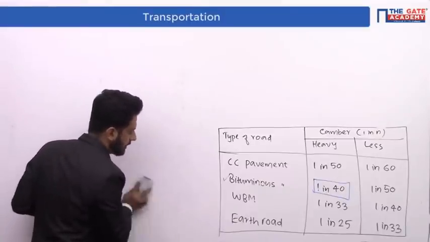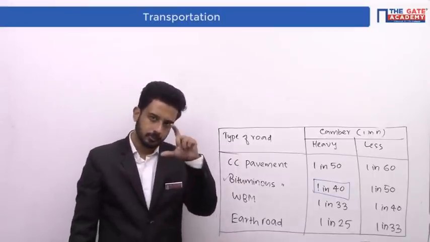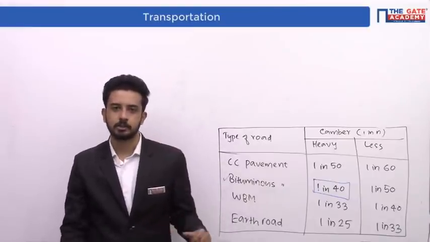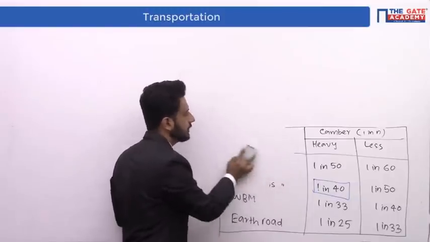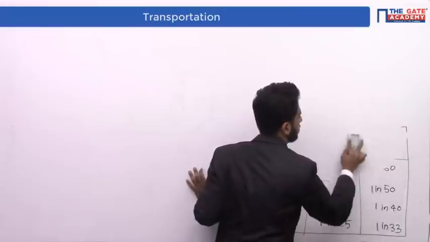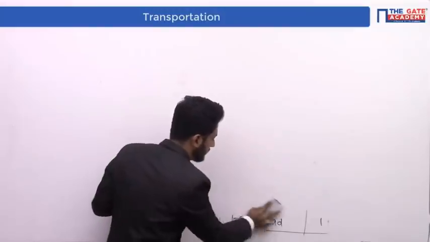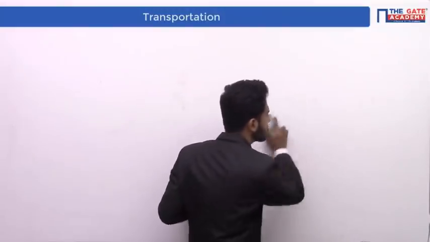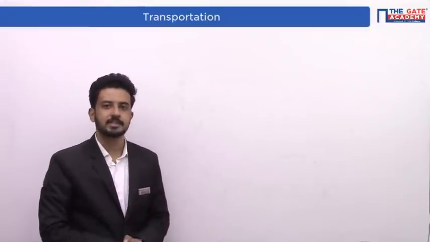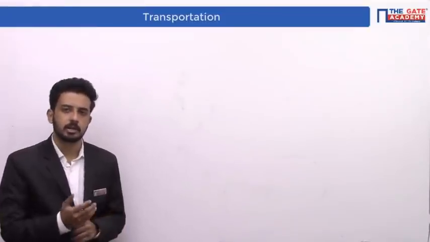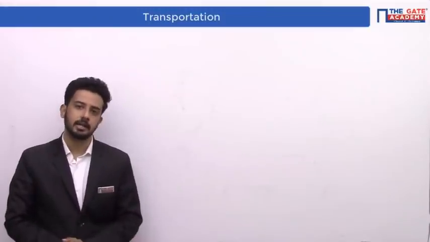What is the height of that middle portion, the topmost portion, with respect to the edges? In order to find that, you should know how to calculate the width of road for single lane and for multi-lane, and you should remember the value of camber for various types of pavements and for various conditions. What are the conditions? Whether it is constructed in a heavy rainfall area or in a less rainfall area.